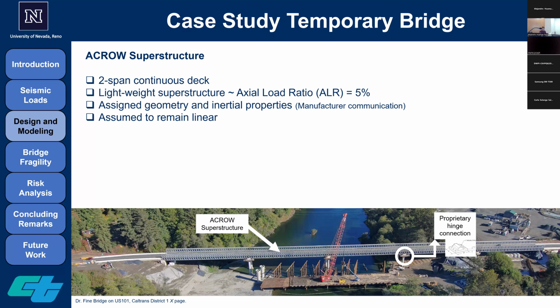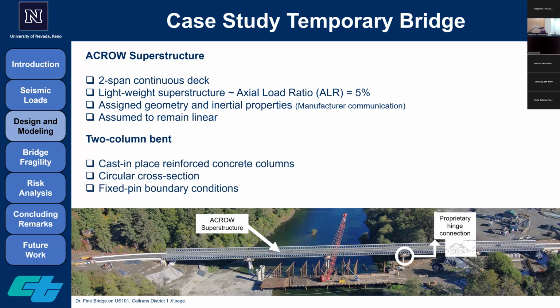For the geometry and initial properties, we use the ones we get from the manufacturer, and the deck itself is assumed to remain linear during our analysis, with the nonlinearity concentrated in our substructure, or our columns. For our substructure, we are talking about a two-column bent, with CIP, or cast-in-place, reinforced concrete columns, and we use a circular cross-section with fixed-pin boundary condition.